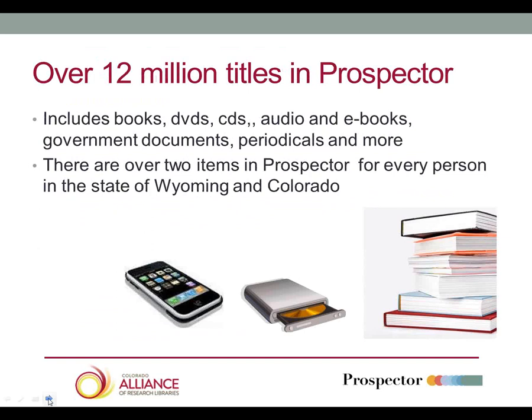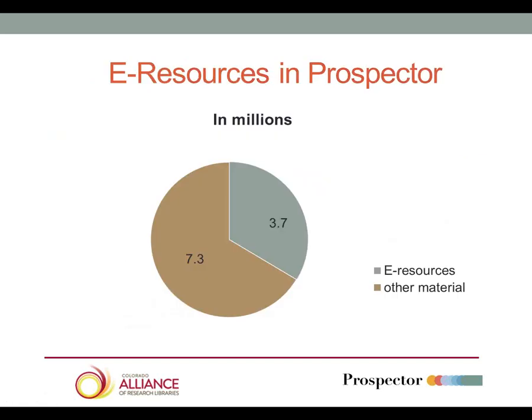So in Prospector, there are over 12 million items and all kinds of items. And then, as I mentioned before, we also have Wyoming and OLIVE, which really cover all of Colorado. And this is just a breakdown. One of the things that I mentioned is that these e-resources, trying to get to them is just not as easy as print. But as you can see here, this e-resource portion of the pie is pretty big, and it continues to grow. So in 5 years, it may be the reverse from the print to the e.